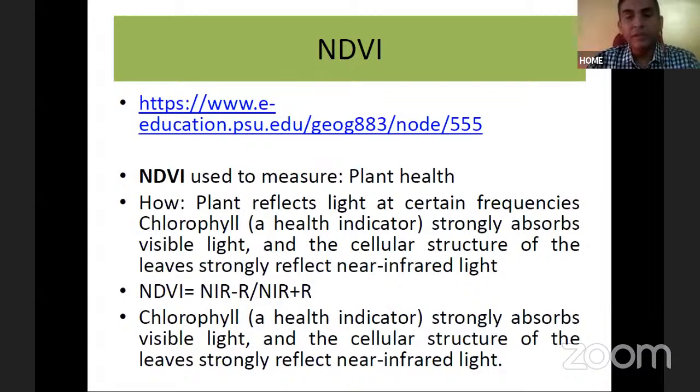So the range of any feature will fall within this. Chlorophyll is again a very good indicator. It strongly absorbs visible light and the cellular structure of leaves strongly reflects the NIR light. So the reflection potential is maximum in NIR. That is why we use the NIR band.